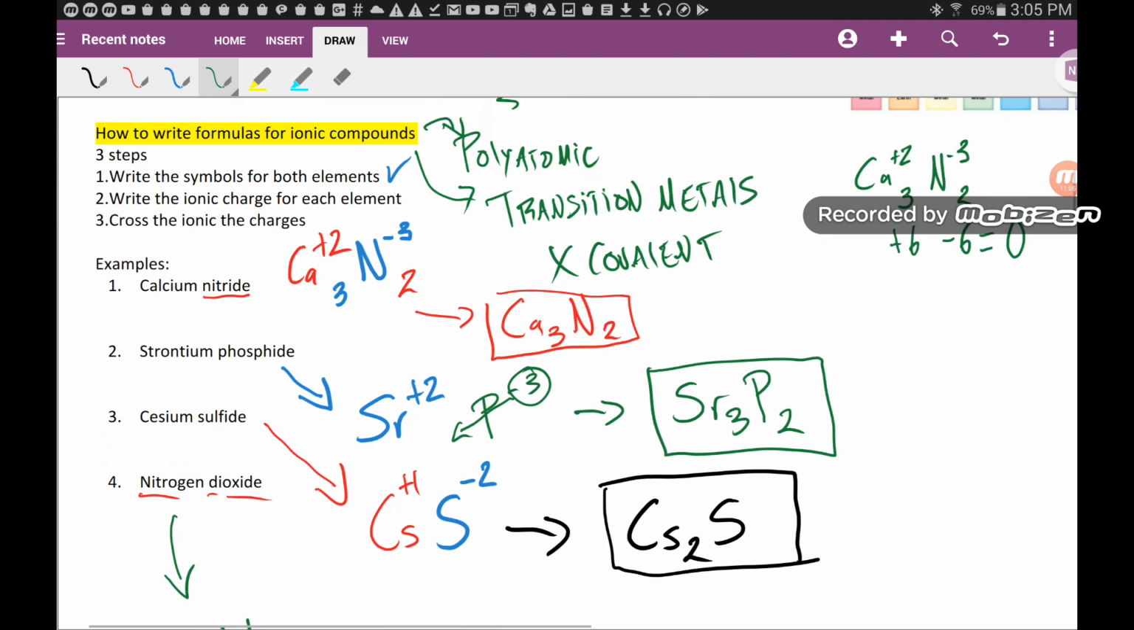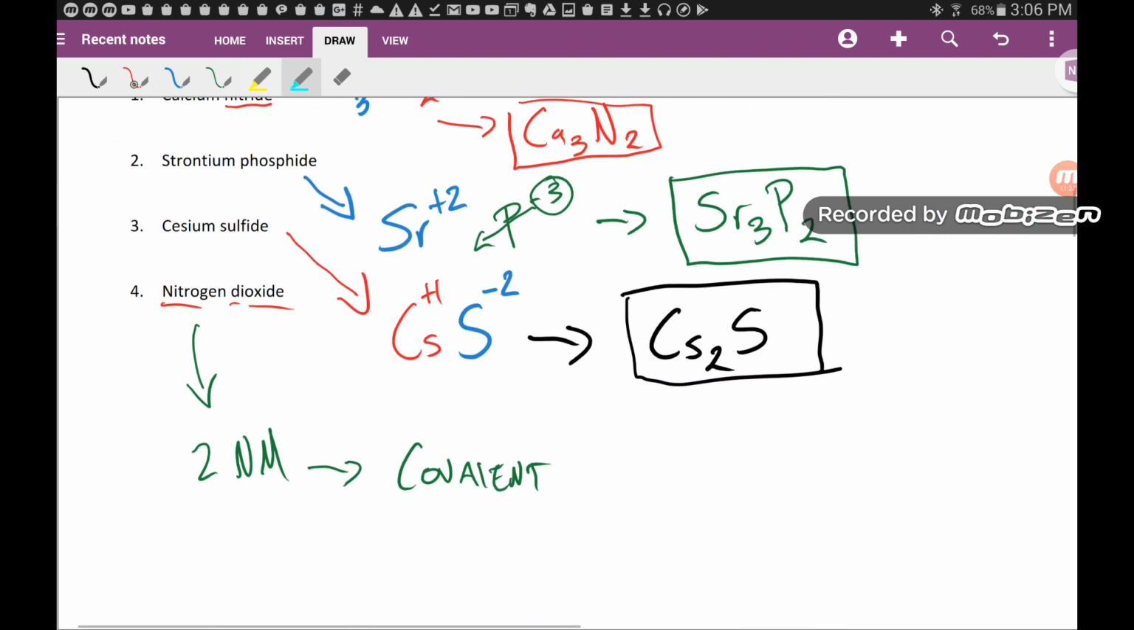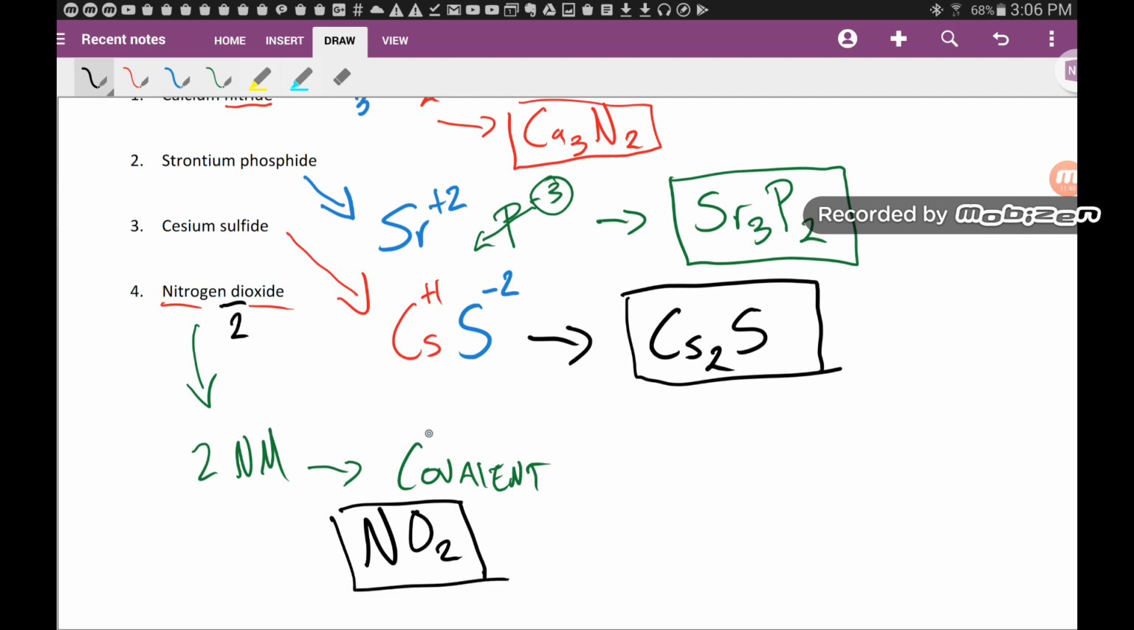Okay, we said that this process of crossing charges is going to be for polyatomic ions and it's going to be for transition metals, but it is not going to be applied to covalent compounds. Okay, we don't do this for covalent compounds. For covalent compounds, this is a reminder, we use the prefixes, so it's actually much easier. We just say nitrogen, okay, 1 nitrogen, and di, which means 2 oxygens. So that is going to be the formula for this. Notice that we didn't cross charges because this is covalent. You always have to identify the type of compound first.